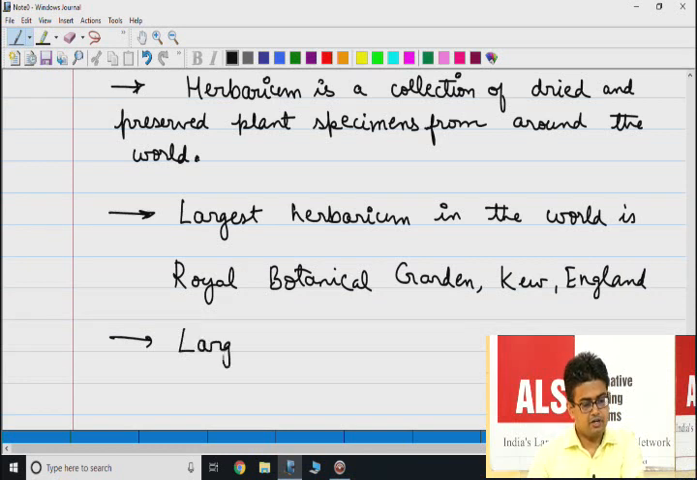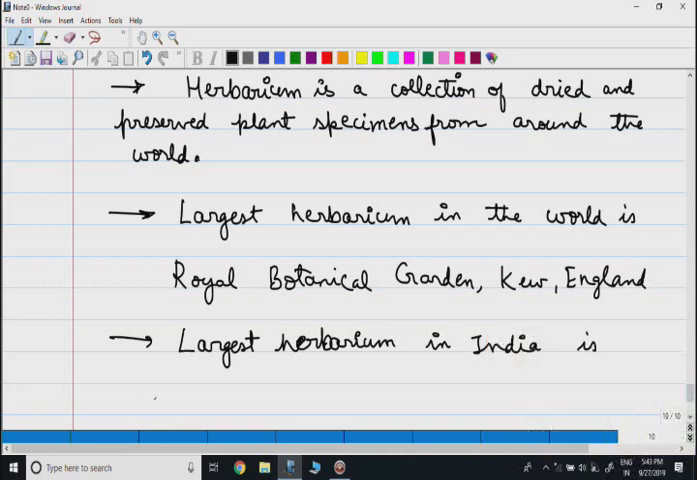Largest herbarium in India is Indian Botanical Garden, Kolkata.